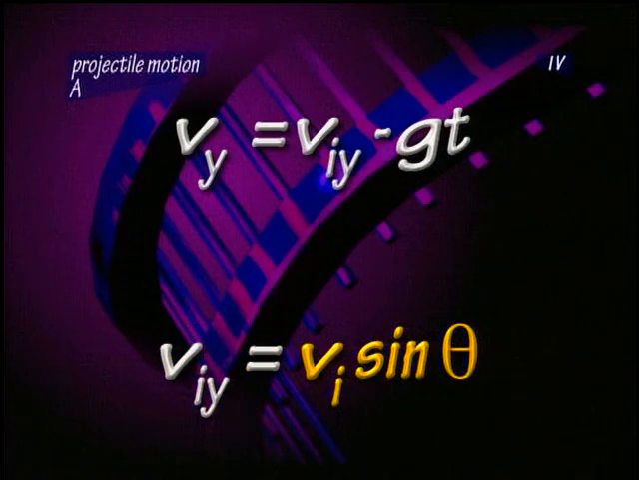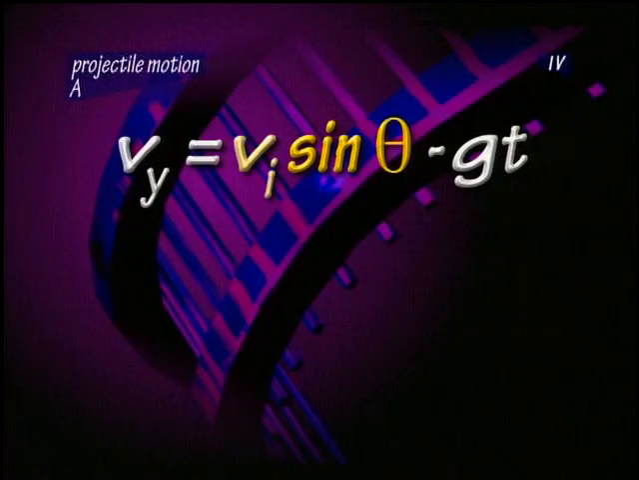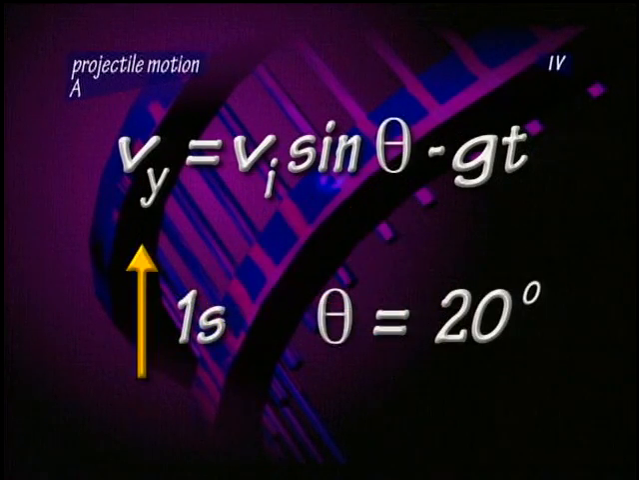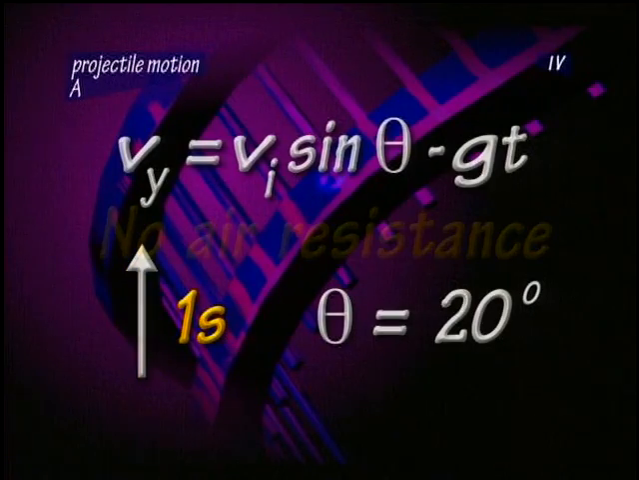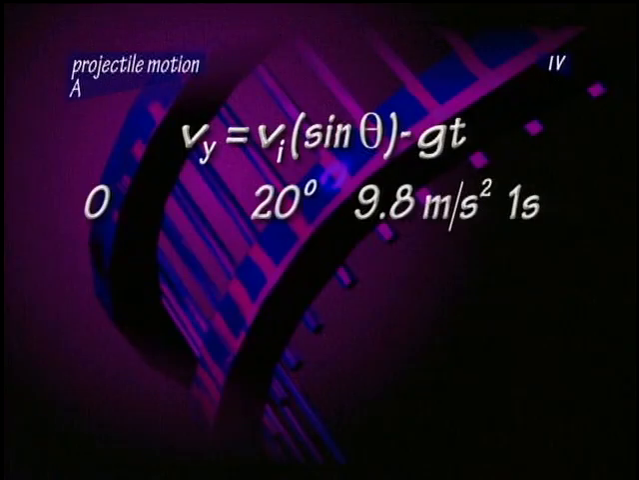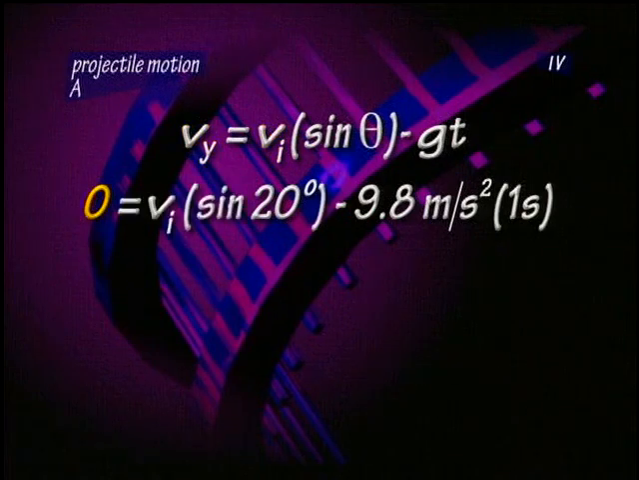Substituting v sub I times the sine of theta into our equation, we get that v sub y equals v sub I times the sine of theta minus gt. We were given the angle, theta, at which Bright as Light shoots the arrow as 20 degrees. We were given the total flight time, t, of 2 seconds. But the time in the y direction is 1 second, because in the absence of air resistance, it takes the same length of time for the arrow to rise as to fall. All we have to do is plug in our numbers to solve for v sub I. Remember, v sub y is 0, because when the arrow is at its highest point, its velocity is 0.